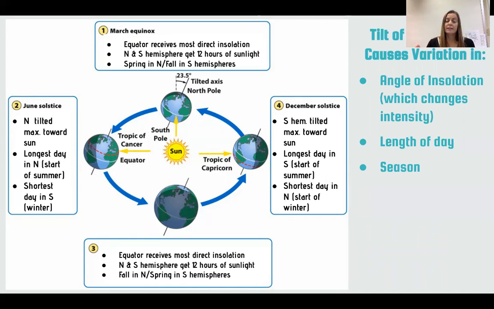Be careful, it's definitely not about distance from the sun, okay? In fact, in the summer, we're a little bit farther away from the sun. So it is about the tilt, not the distance.